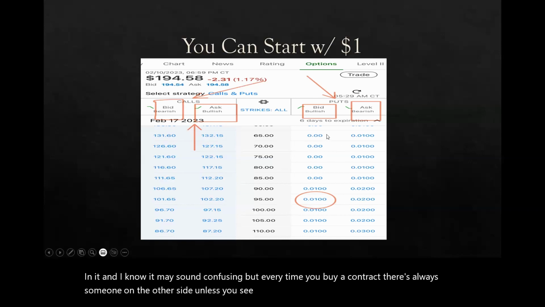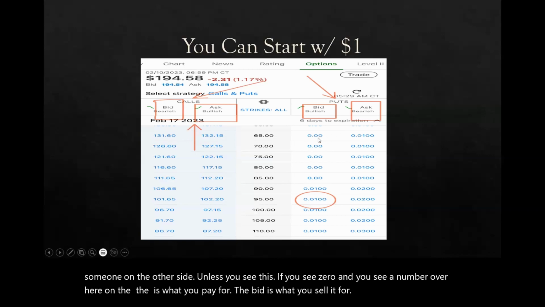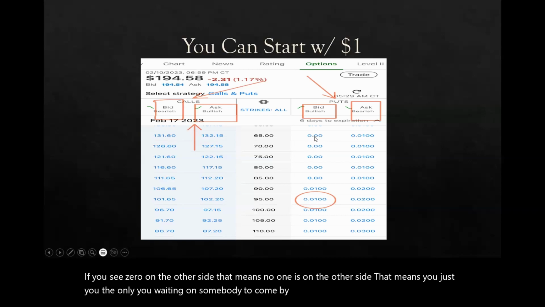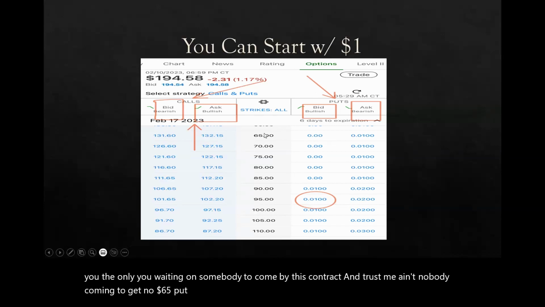If you see 0 and you see a number over here on the ask, that is what you pay for it. The bid is what you sell it for. If you see 0 on the other side, that means no one is on the other side. That means you're the only one, waiting on somebody to come buy this contract. And trust me, nobody is coming to get a $65 put on Tesla, because they know there's no way Tesla is going back to $65.